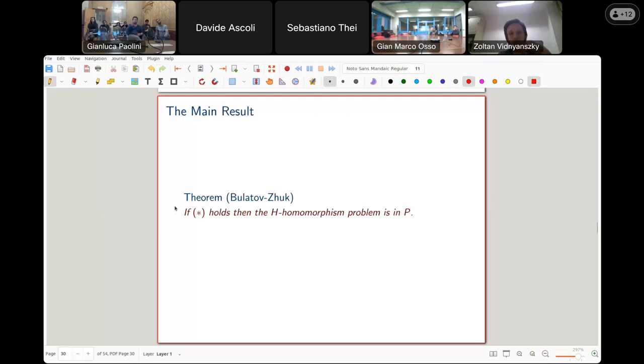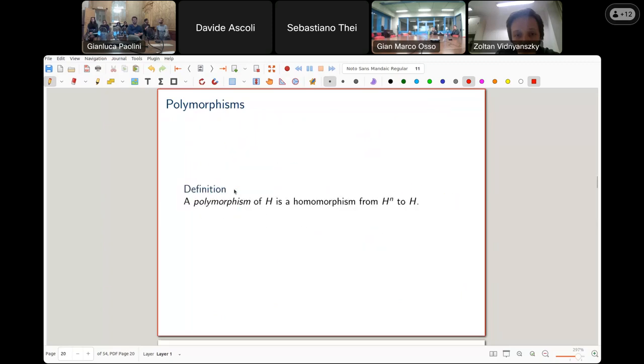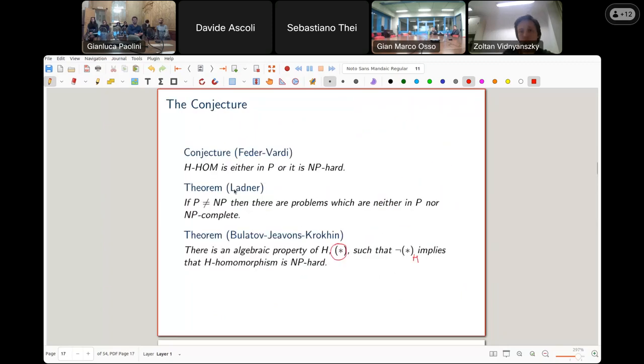Okay, yes, sorry. So earlier you said that if no star holds, then you are in the other case, right? This was already proved by Bulatov, Jeavons, and Krokhin: star, if there is no polymorphism, then it's NP-hard. So that last theorem is really an equivalence.